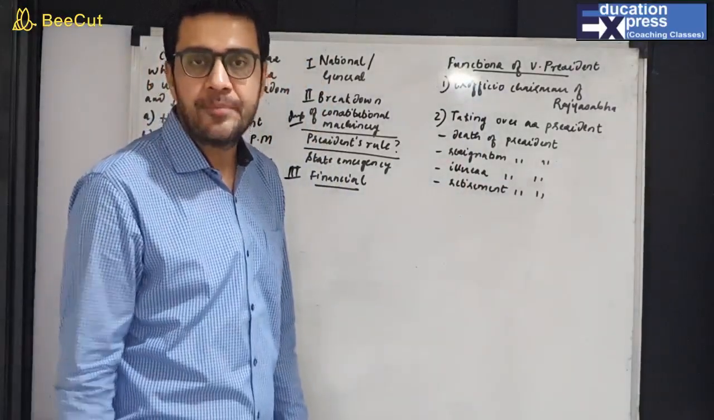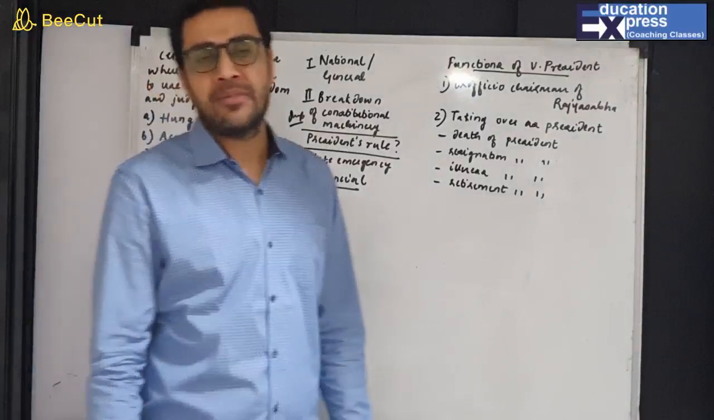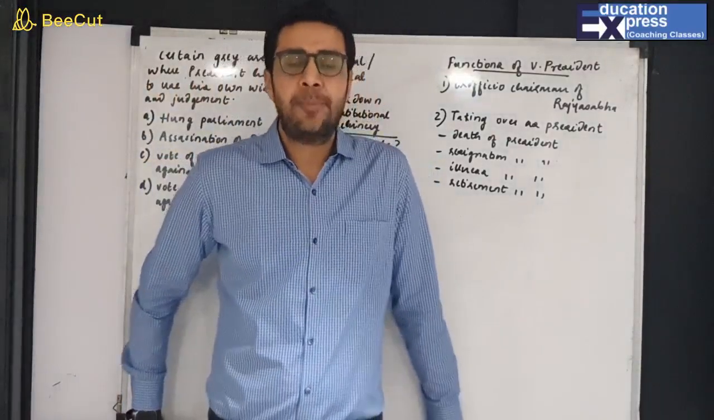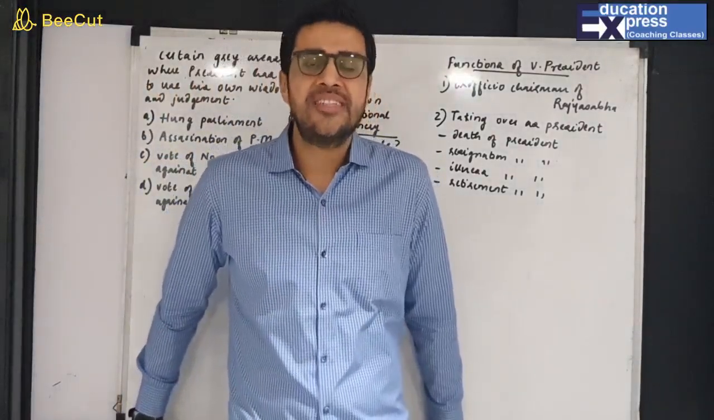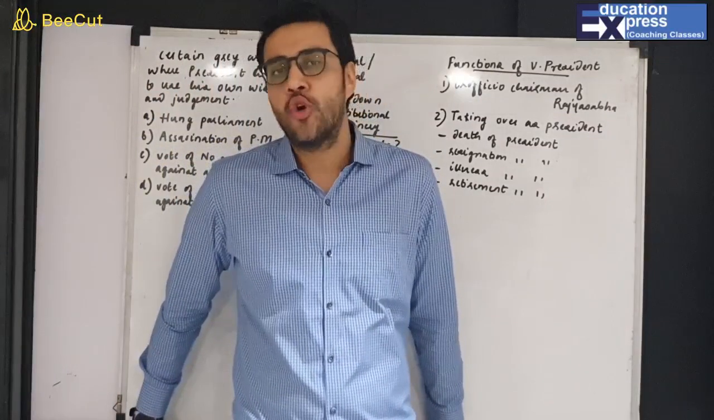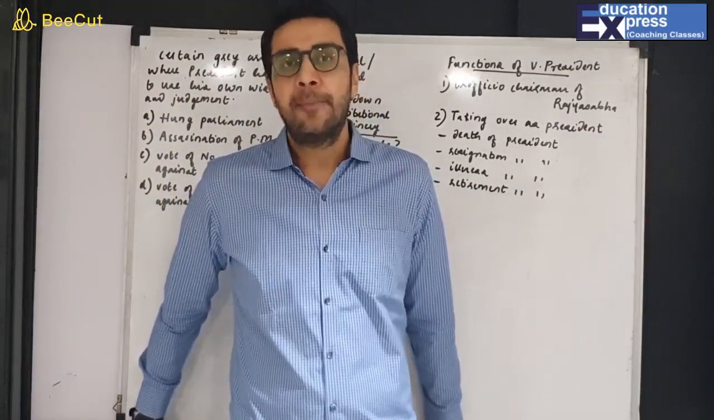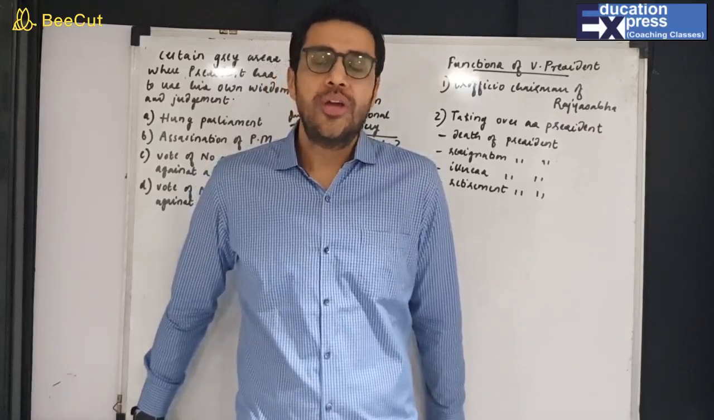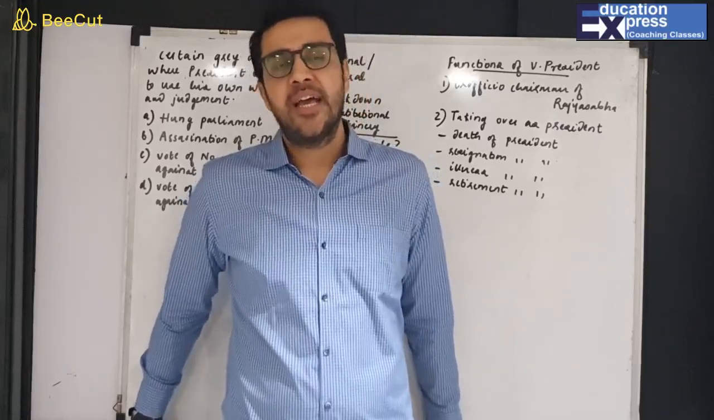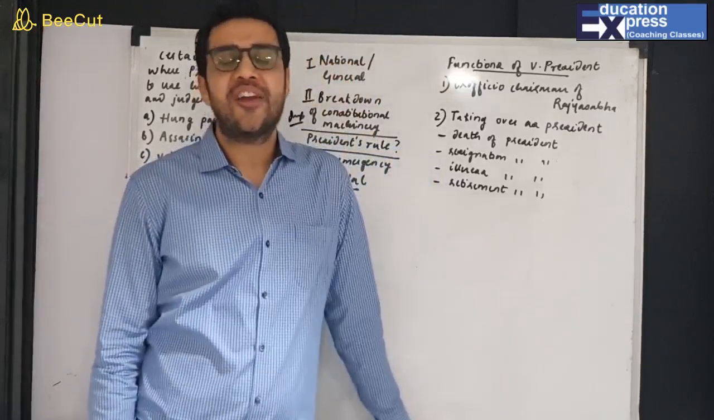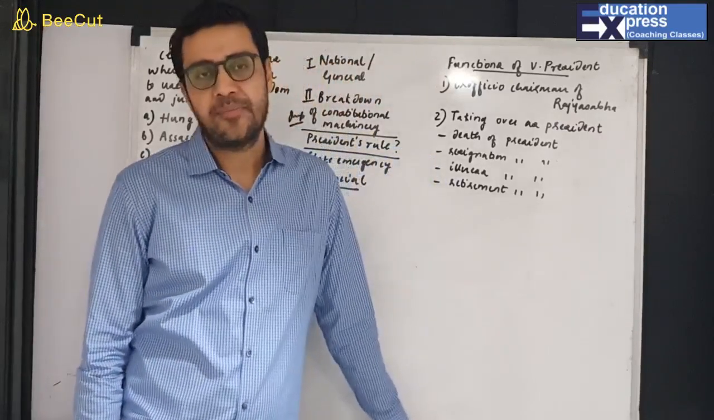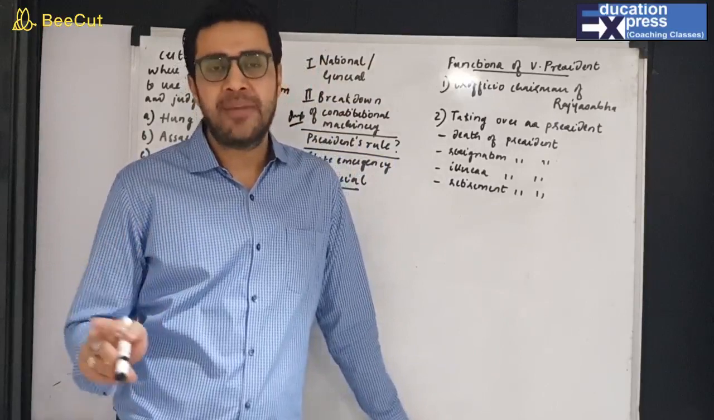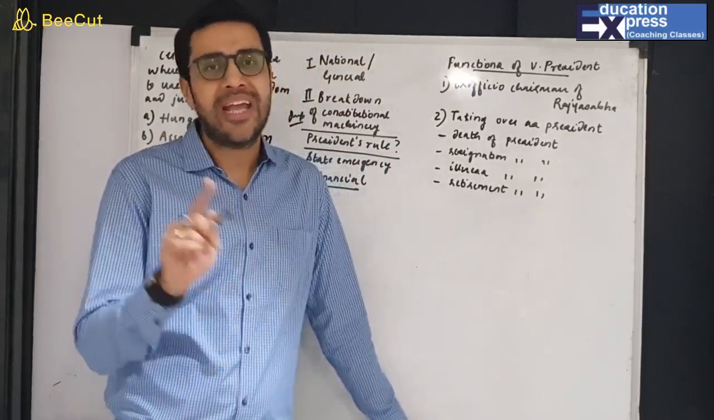Is that very clear? Now, you need to know the names. Who is our current president? Ramnath Kovind is our current president. Picture is given in the textbook. You should know by the picture also. Who is our current vice president? Venkaiah Naidu is our current vice president. Is that very clear? President Ramnath Kovind, Vice President Venkaiah Naidu.